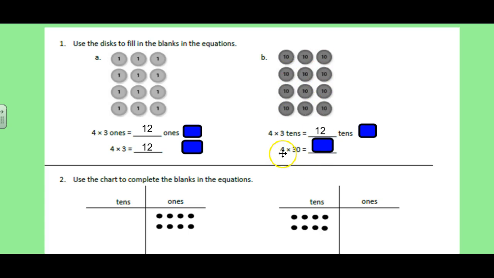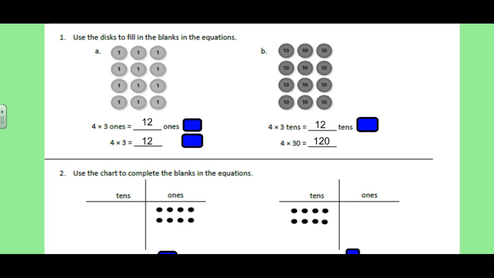So all in all, 4 times 30 is equal to what? So you're trying to figure out how much is 12 tens. You need to push pause, do that, and write that number right here on your problem set. So 4 times 30 is 120.